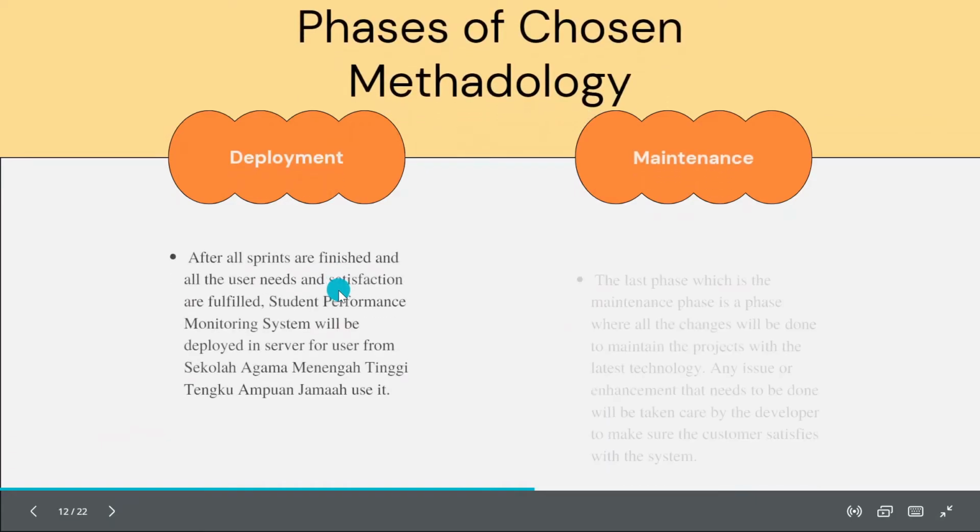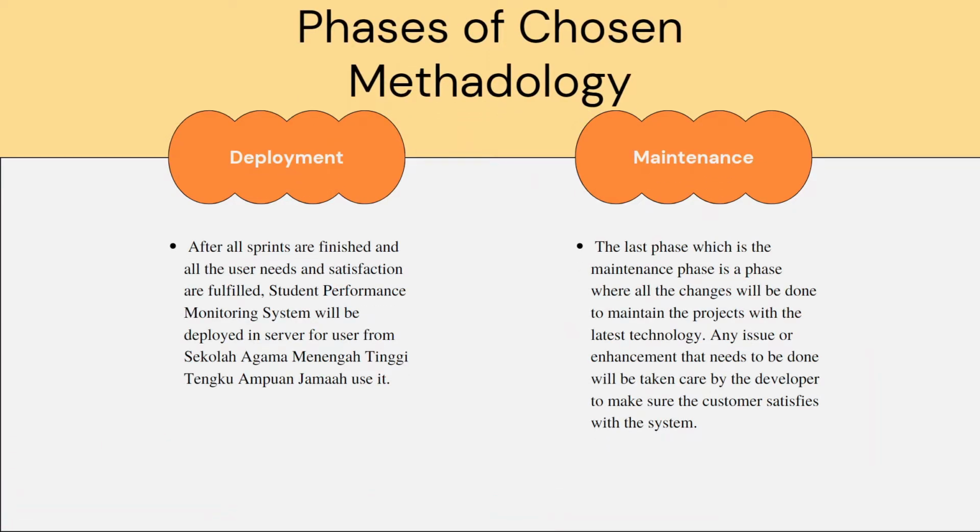And the next phase is the deployment, after all the iterations are finished and all the user needs and specifications are fulfilled. The proposed system will be deployed on a server for users from Sekolah Agama Menengah Tinggi Tengku Puan Jamaah to use. And the last phase is maintenance, where all the changes will be done to maintain the product with the latest technology.